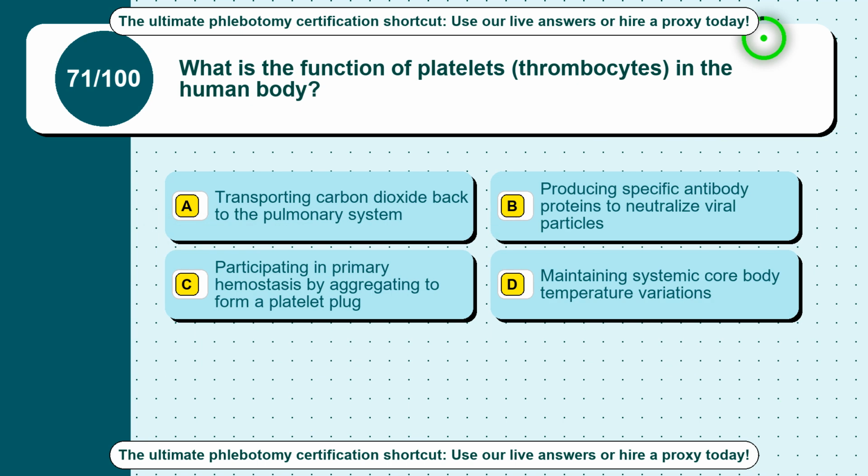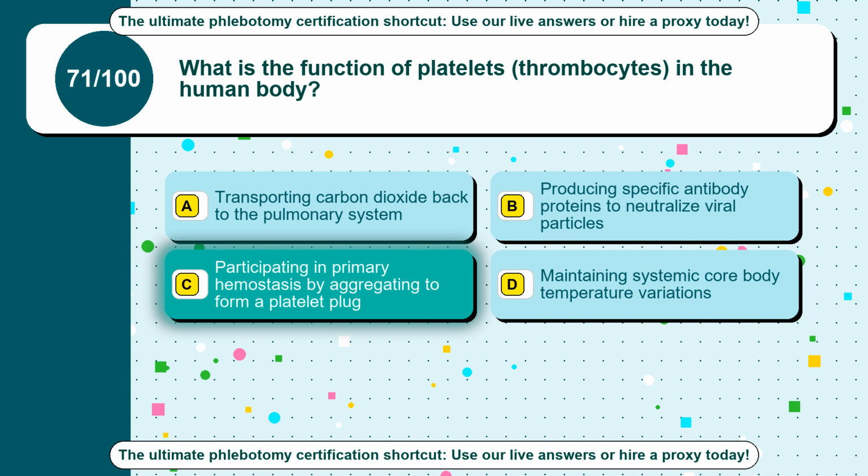Question 71. What is the function of platelets, thrombocytes, in the human body? Option A. Transporting carbon dioxide back to the pulmonary system. Option B. Producing specific antibody proteins to neutralize viral particles. Option C. Participating in primary hemostasis by aggregating to form a platelet plug. Option D. Maintaining systemic core body temperature variations. The correct answer is option C.